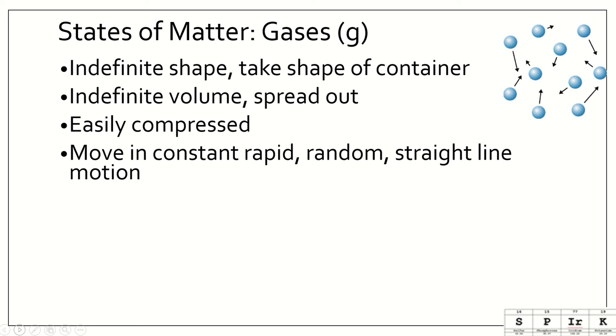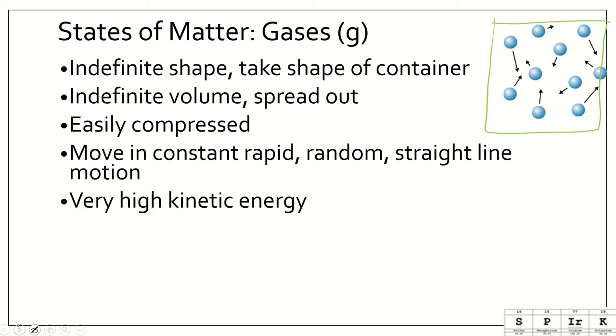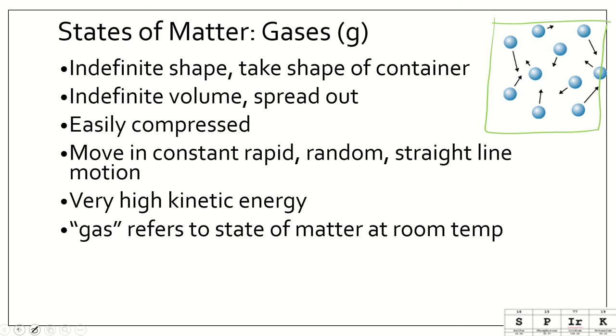So again, look over here at the particle diagram. These guys are in a rigid container, and they're just going to bounce around in straight lines off the corners, off the sides of the container. They are not traveling in a squiggly pattern. They only travel in a straight line pattern very rapidly. So they have very high kinetic energy.